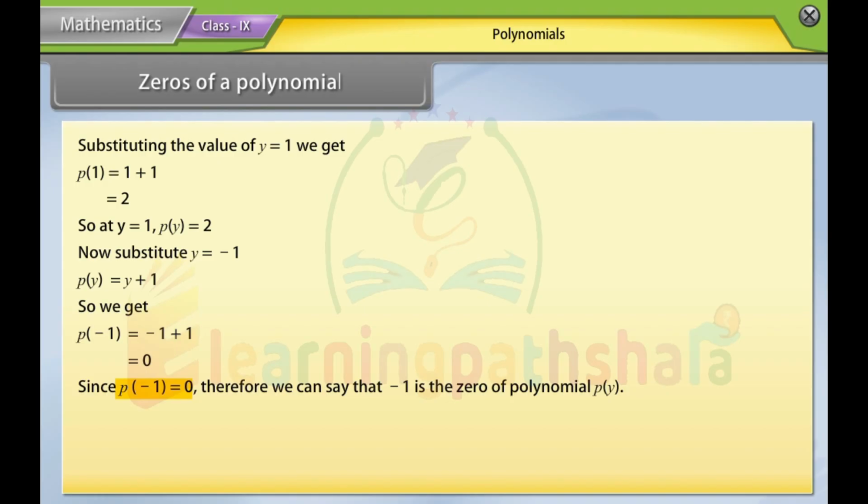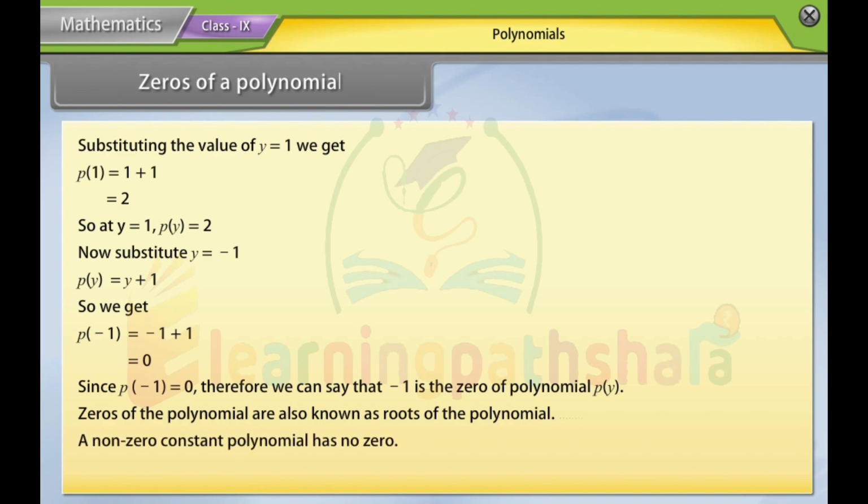Since P(minus 1) is equal to 0, therefore we can say that minus 1 is the zero of polynomial P(y). Zeros of the polynomial are also known as roots of the polynomial. A non-zero constant polynomial has no zero. A linear polynomial has one and only one zero.